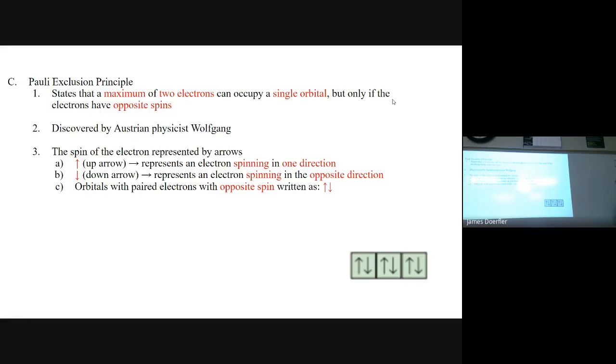Now, staying on the same slide, I've got a pop quiz for you. Looking at this image right here, can anybody tell me what orbital this is representing?